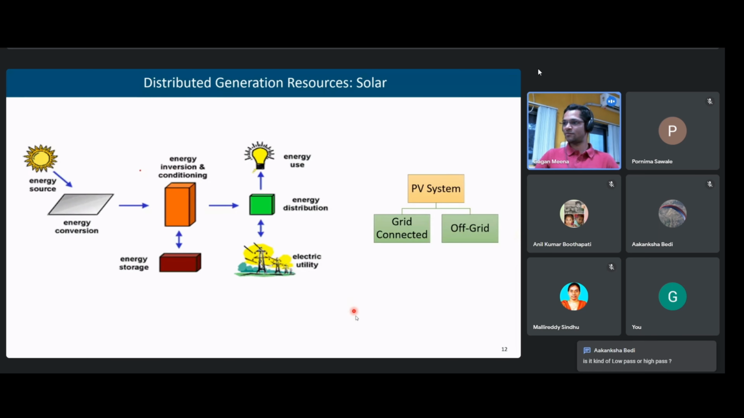Is it a kind of low pass filter or high pass filter? No, it will be a low pass filter only, because we don't want the higher frequency components, right? So we want the fundamental. So it will only pass the fundamental component.